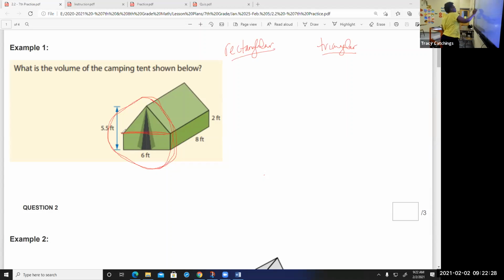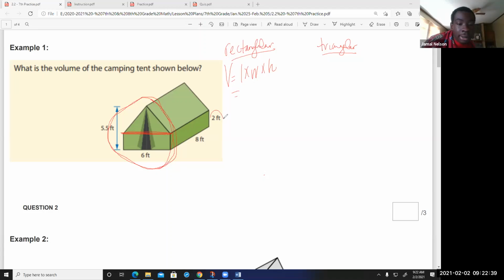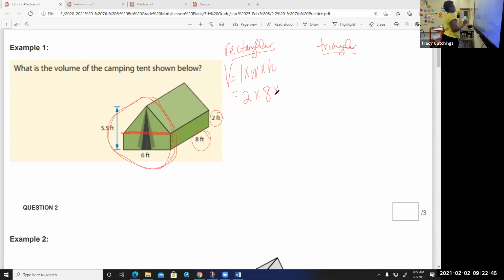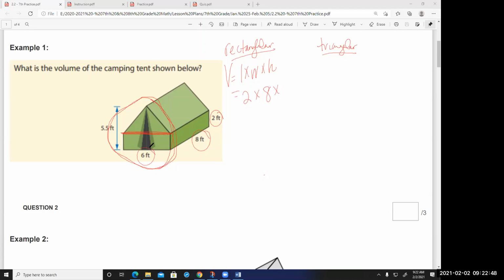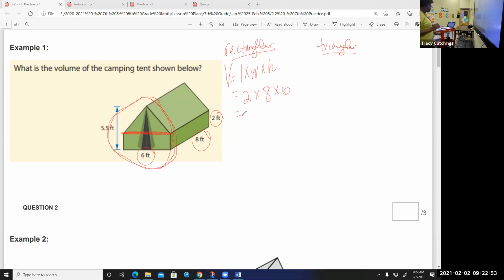All right, so if we're looking at the rectangular prism, what would be the length, the width, and the height? 2, 6, 8, and 2. And you said what, 2? 2, 8, and 6. All right, somebody multiply that out for us. 96.